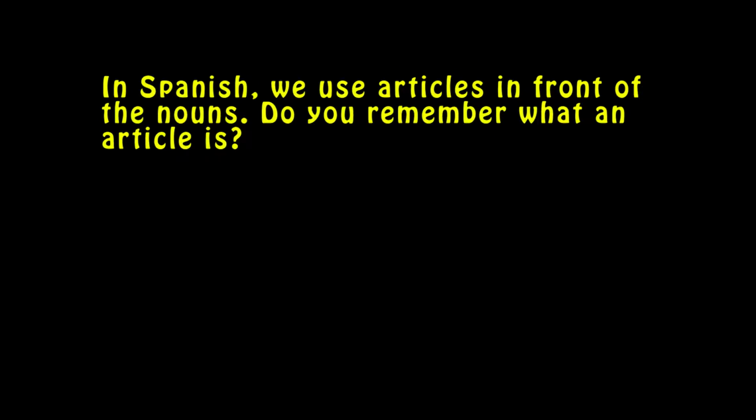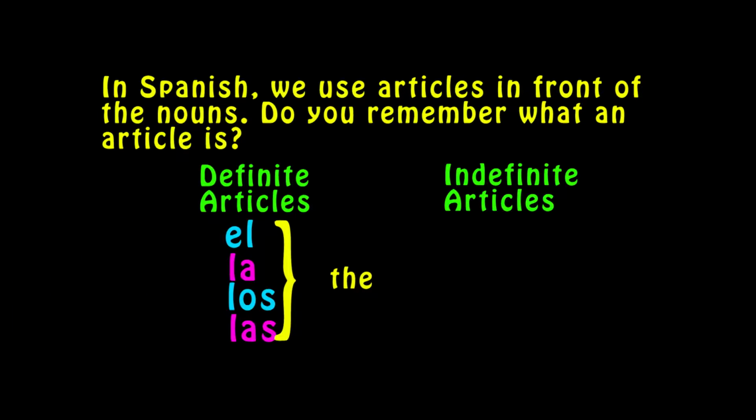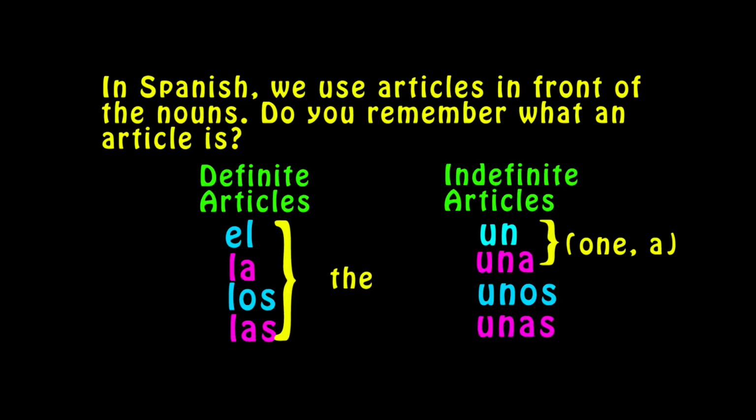In Spanish, we use articles in front of the nouns. Do you remember what an article is? Well, let me refresh your memory. We have two kinds of articles: the definite articles and the indefinite articles. The definite articles are el, la, los, las, meaning the. And the indefinite articles, un, una, unos, unas. And they mean una, meaning one or a, and unos, unas, some.